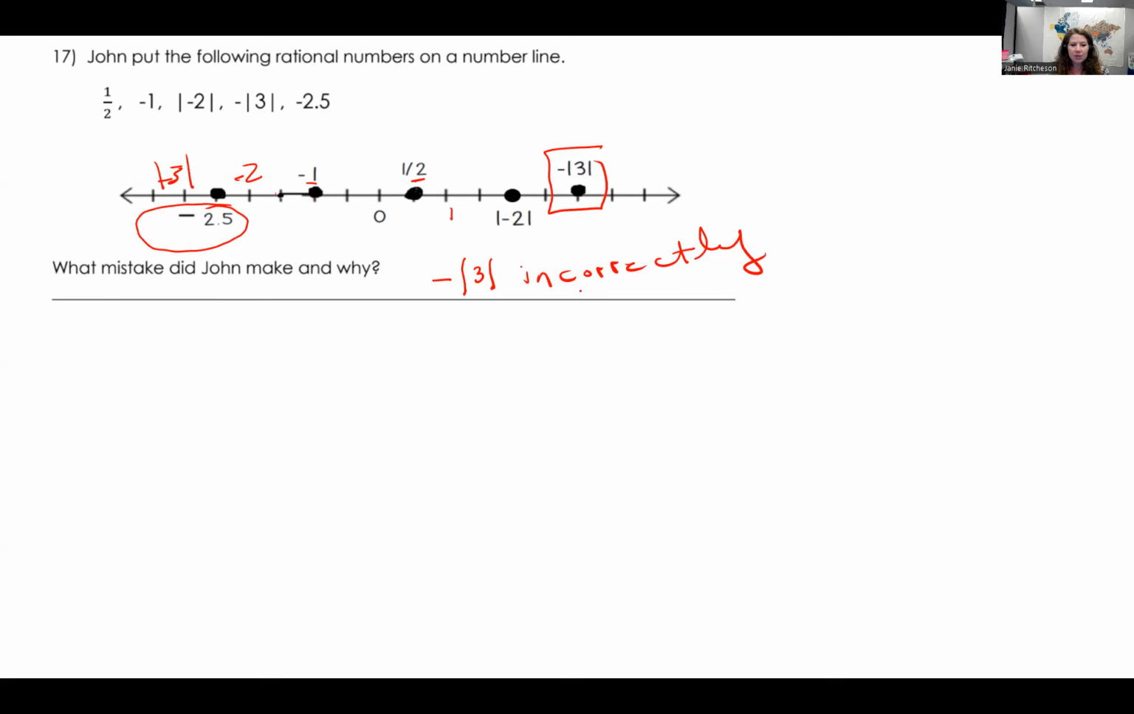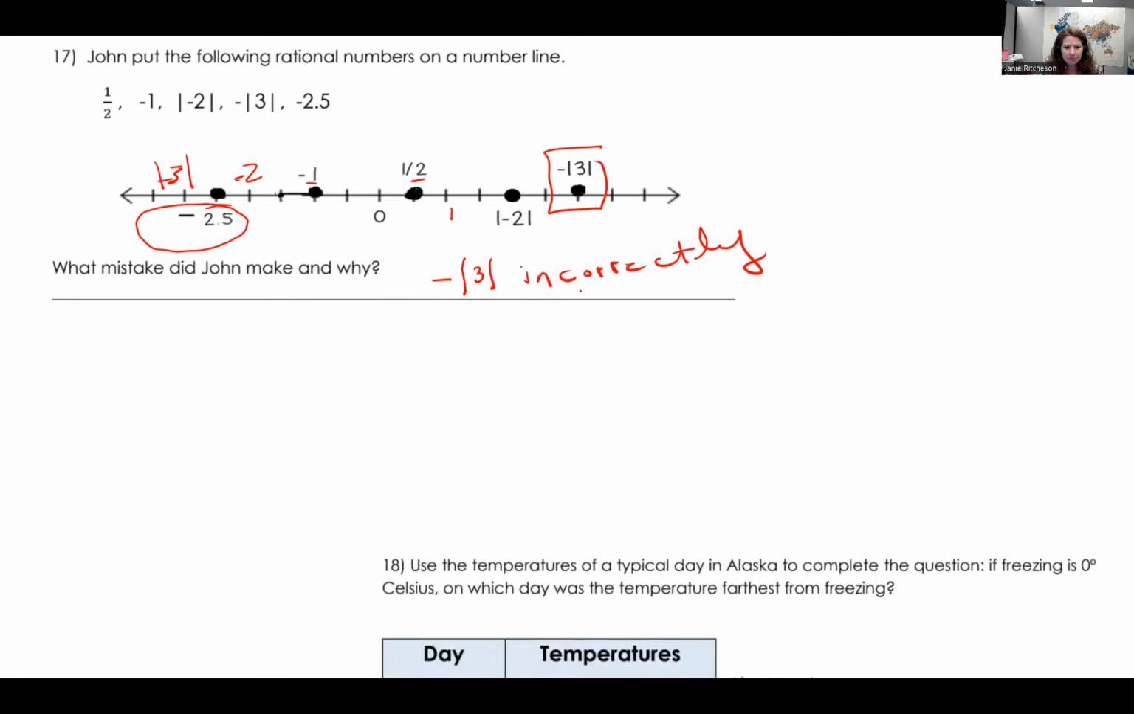Okay. Listen, when you're answering short answer questions, it's better to have too much than not enough. So make sure you don't lose points because you're not thorough enough. All right. So that's the one that is graphed incorrectly.